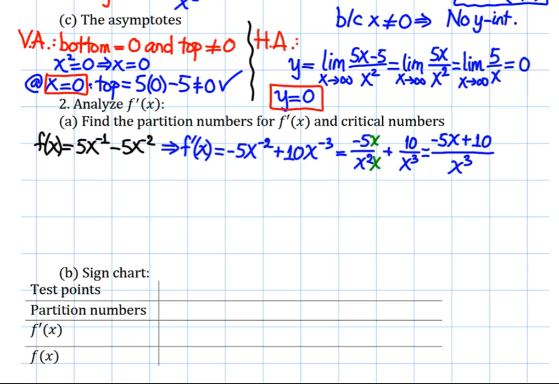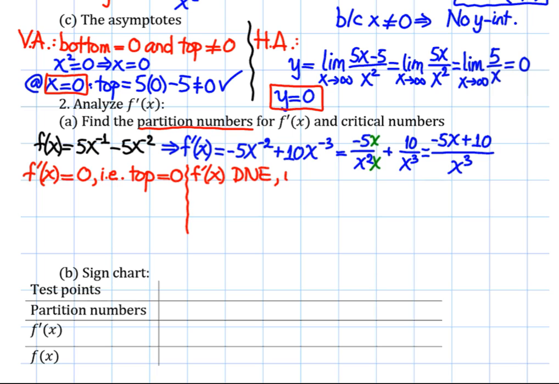Now, to find the partition numbers, we will consider where the derivative equals 0 or where it does not exist. Equal to 0 for a fraction is where the top equals 0. Does not exist where the bottom is 0. So the top equals 0: negative 5x plus 10 equals 0, so we have x equals 2. The bottom, x cubed, equals 0 when x equals 0.